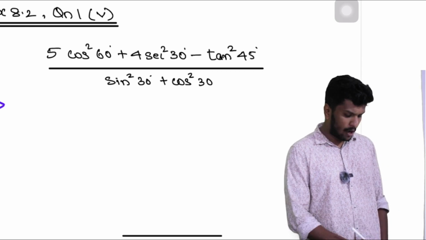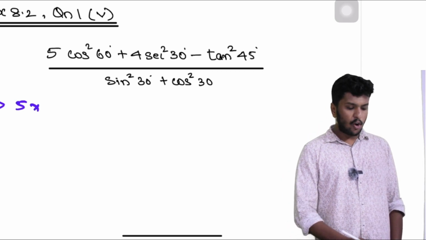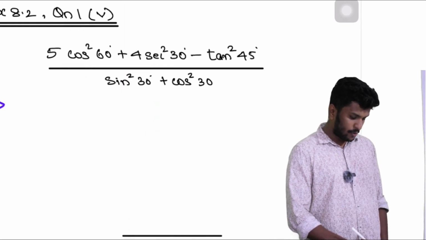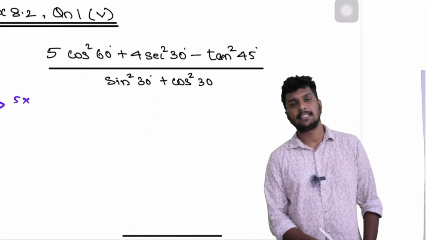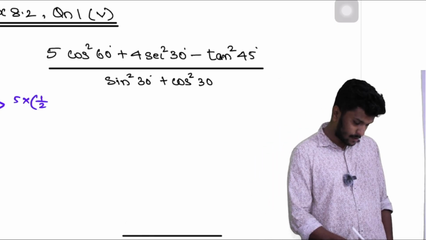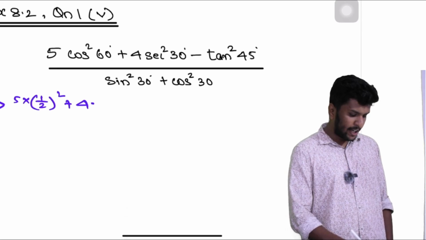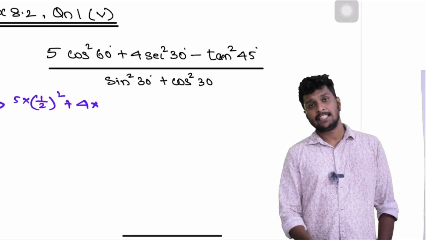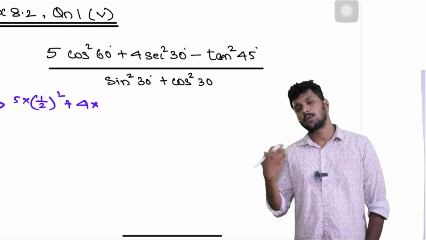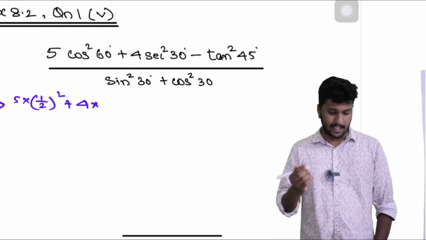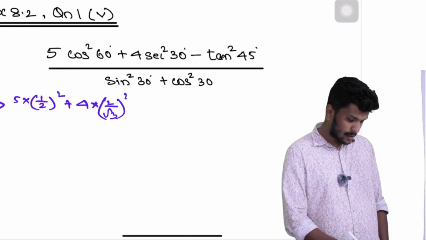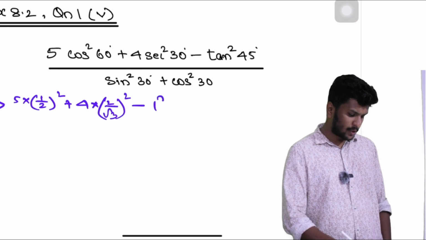So here, how is it? 5 into cos square 60. So cos 60 is what? 1 by 2. So 1 by 2 the whole square, plus 4 into sec square 30. Sec square 30 means, what is cos 30? Root 3 by 2. Sec 30 means 2 by root 3. So 2 by root 3 the whole square. Minus tan 45, 1, so 1 square.